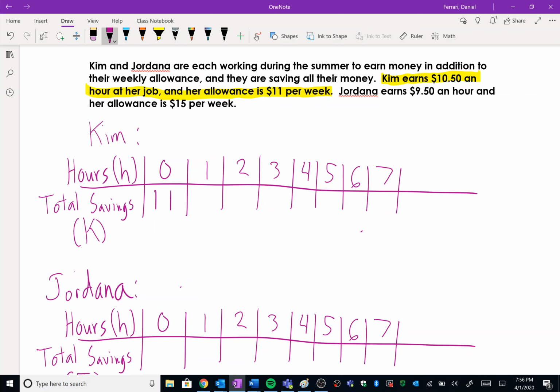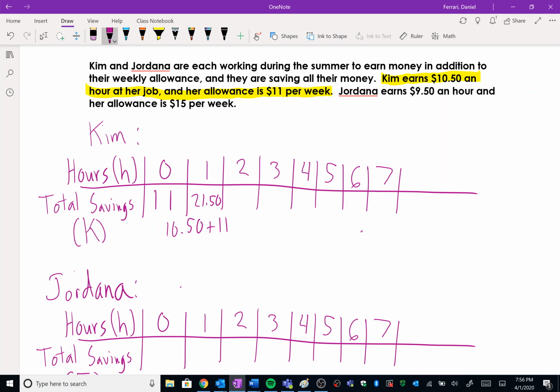Now we start looking at the case of 1 hour, which is pretty easy. If she works 1 hour, every hour at her job she gets $10.50, so I'm going to get $10.50. But just because I work an hour at my job, I don't lose my allowance, right? So I'm going to add 11 to that, because she's going to get her allowance and the money for working the hour at her job. That puts us at $21.50.